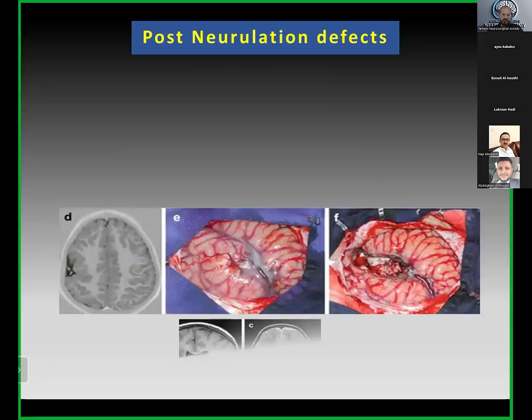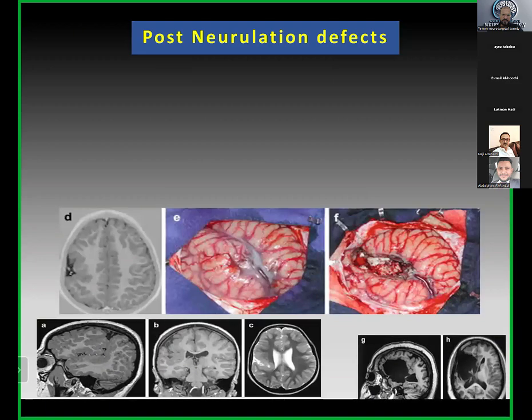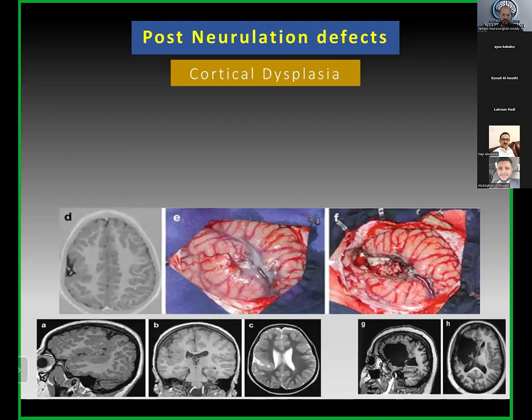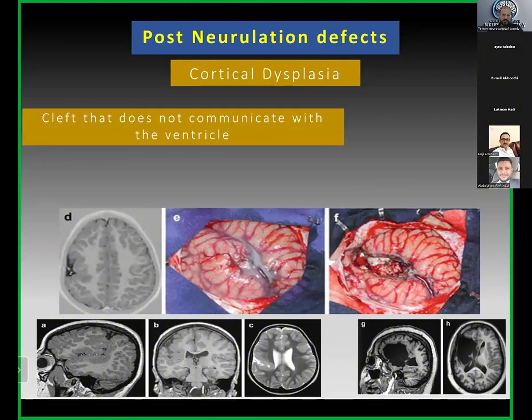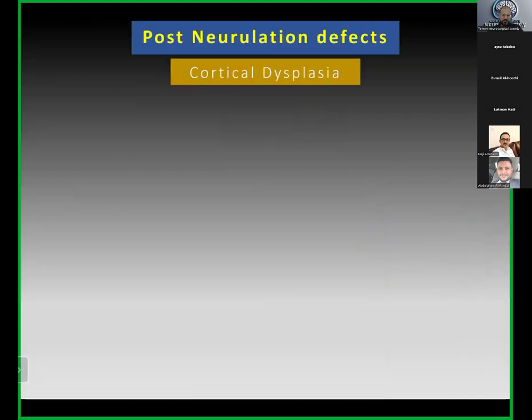Okay. Another type of the post-neurulation defect is the cortical dysplasia, which is a cleft that does not communicate with the ventricles. It's opened from the cortex to some depth of the brain tissue, as we see here in the MRI and in the gross anatomy. Usually it is presented with seizures.